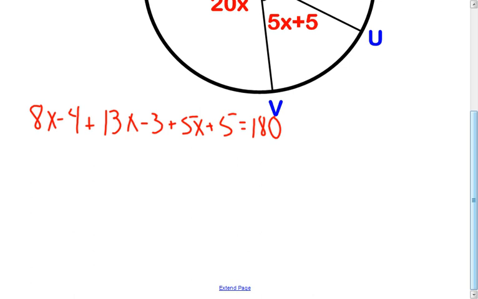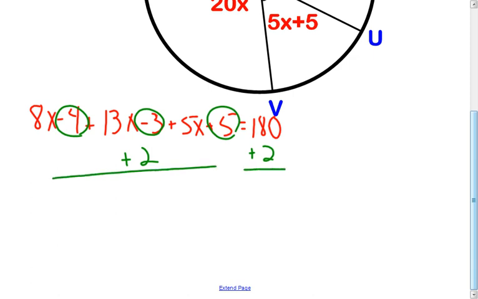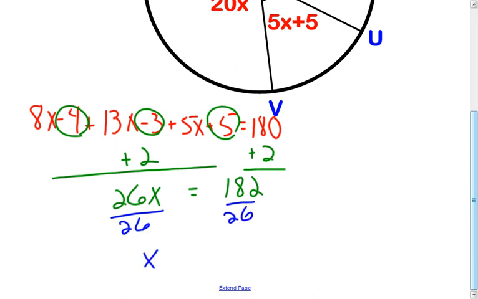Now the first thing that I'm going to do is add 2 to both sides. The reason that I'm adding 2 to both sides is because the -4, the -3, and the +5 would all together equal -2. So if I add 2, that'll get rid of that. Now I'm left with 8x, 13x, and 5x for a total of 26x equal to 182. Next, I'm going to need to divide both sides by 26. And I'm going to find that my value of x is 7.